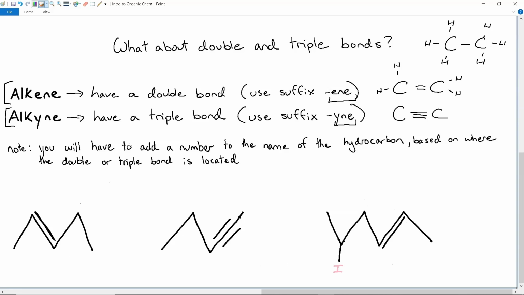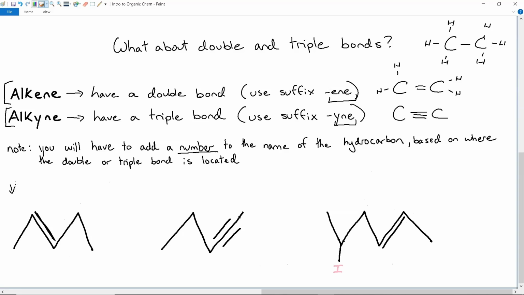Now, in terms of how we're going to name things, it's pretty much the same. We just have to consider where the bond is occurring with respect to our main carbon chain. So we're going to have to add a number at the end of our name based on where the double or triple bond is located.